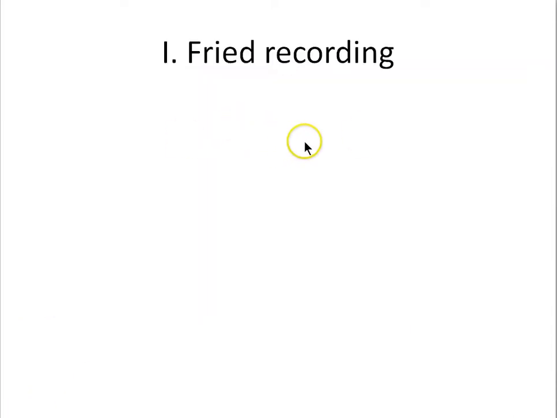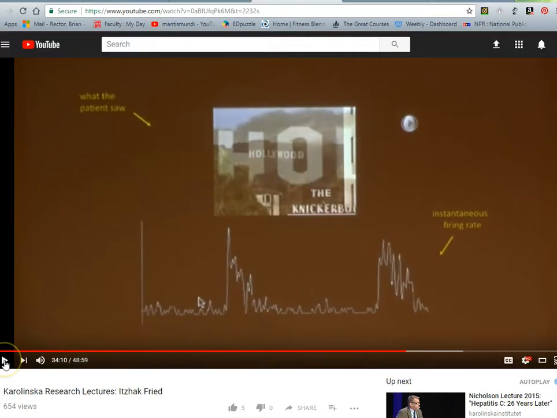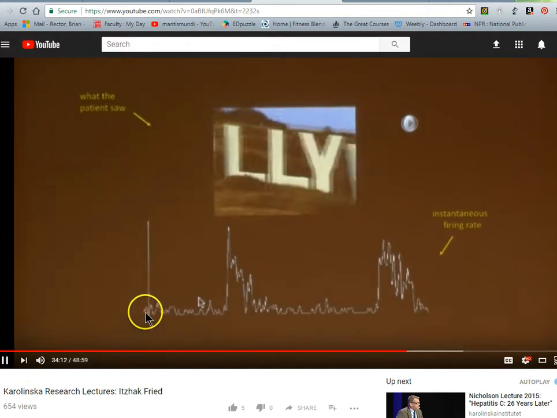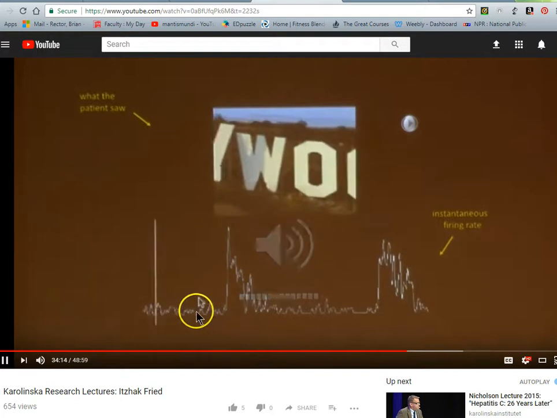The best way to see this is to see the video of it. So I'm going to grab this off the internet. This was by Itzhak Fried and his colleagues. All right, as it turns out, in this particular case, they're recording from an entorhinal cortex neuron, and the entorhinal cortex sends its axons right into the hippocampus. So here we go. The record of the entorhinal cortex neuron is down here.